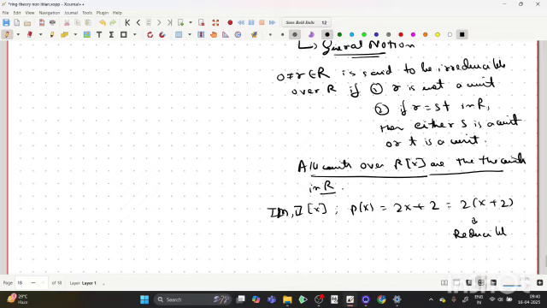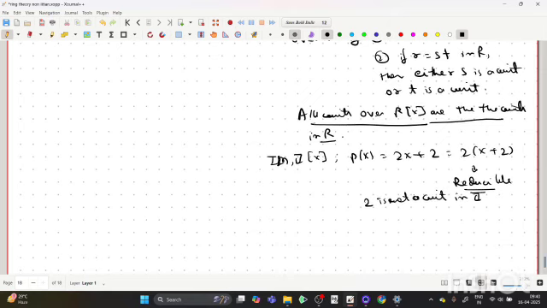Now observe that over Z[x] this is reducible. Reducible means not irreducible. Why? Because 2 is not a unit in Z, and therefore 2 is not a unit in Z[x], and x plus 1 is obviously also not a unit. So I am able to express the polynomial 2x plus 2 as the product of two non-unit elements over Z[x].